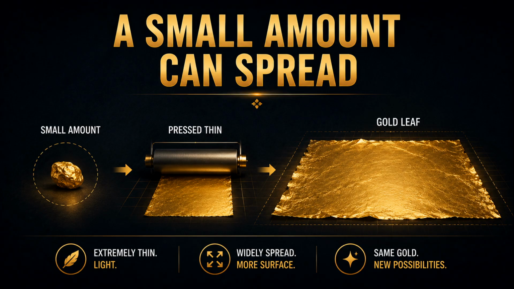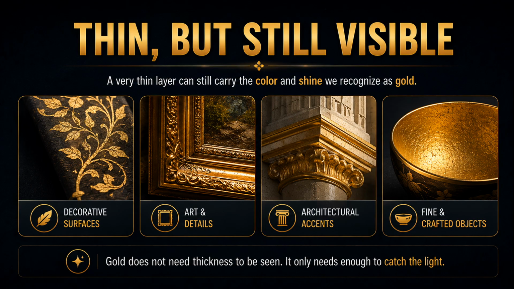When gold is made into leaf, it can become extremely thin. The exact area depends on how thin the leaf is made, so there is no single universal number that applies to every method. But the principle is clear. A small amount of gold can spread. That explains why gold has been used for decoration, art, architecture, religious objects, and fine surfaces. It does not need to be thick to be visible. Even a very thin layer can still carry the color and shine people recognize as gold.